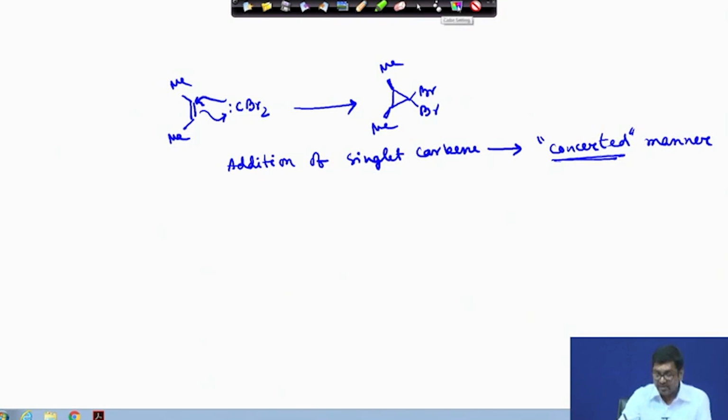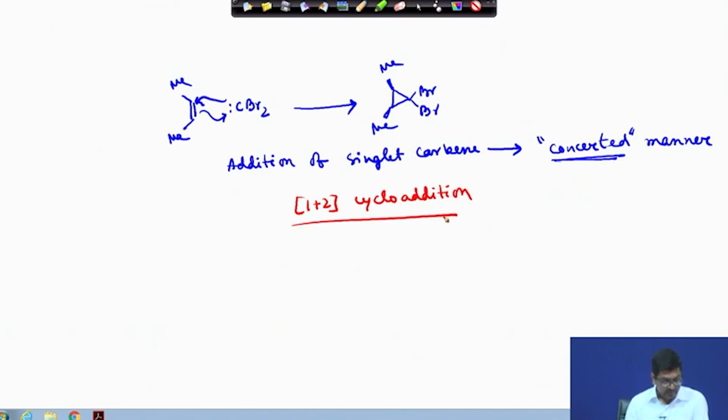Okay. In general, these can be called 1 plus 2 cycloaddition. Okay. Now, in this type of concerted reaction, what happens? The geometry of the starting material, that is the alkene, is preserved in the product. That means, if we take here the Z olefin, here we are getting the cis product. If we are taking the E olefin, there we are getting the trans product, right. So, the geometry of the alkene is getting preserved in the product, that is the cyclopropane stereochemistry. That is why these reactions are concerted.